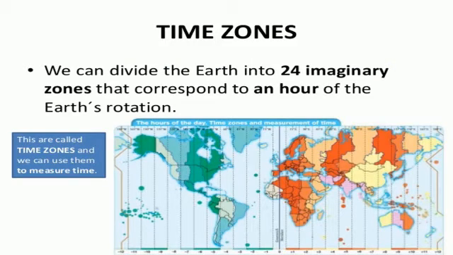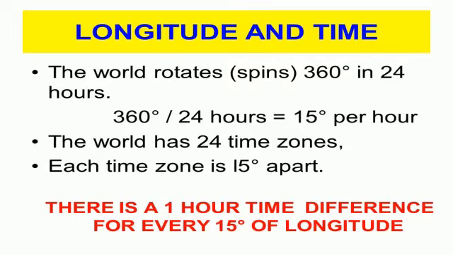Let's know about the time zones. So, what are these time zones? We can divide the Earth into 24 imaginary zones that correspond to an hour of the Earth's rotation. These are called time zones and we can use them to measure time. As we all know, the earth rotates 360° in 24 hours. That means 15° per hour.